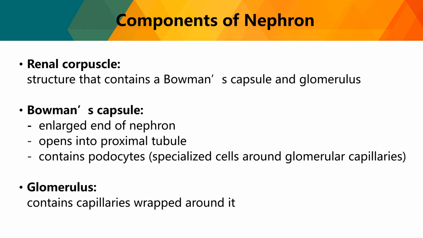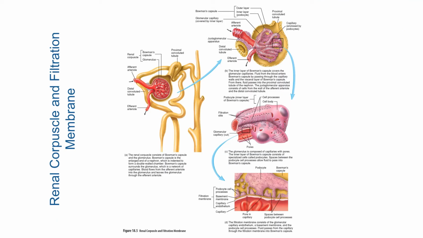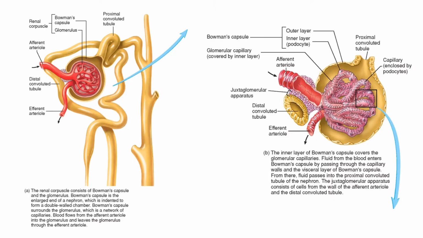The Bowman's capsule is an enlarged end of the nephron. It opens into your proximal tubule and it contains what you call podocytes, which are specialized cells around the glomerular capillaries. You also have your glomerulus, which contains capillaries that are wrapped around it. This image shows you the renal corpuscle and filtration membrane. To further understand, let's take a look at them closely.